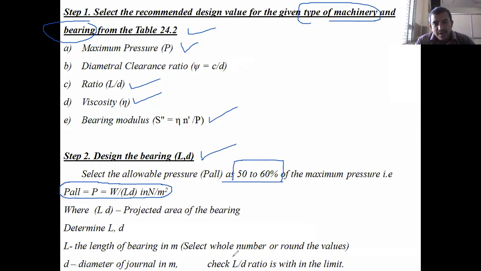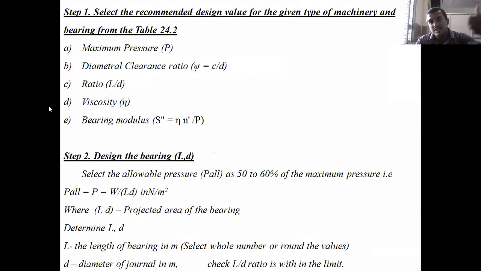Once you round up that value, you check the dimension, whether the L by D ratio is within the limit of the recommended value. Check it. Right? If it is within the recommended value, then you go for further steps. First step is select the recommended design values. Second one is design the bearing.